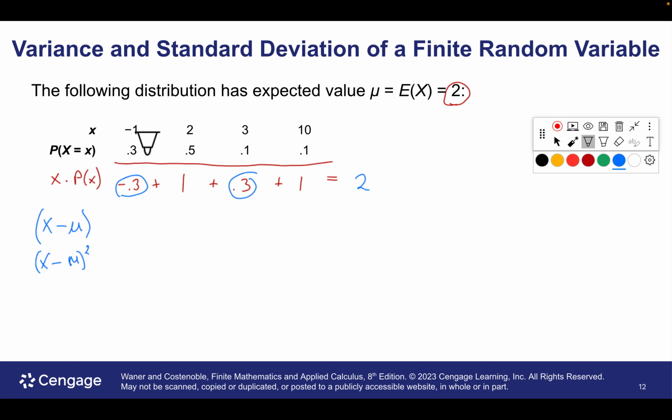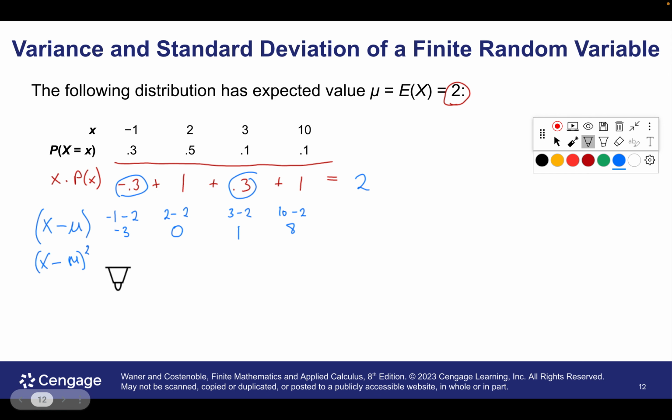So the x is -1. I want to subtract -1 minus 2, so I'll write that out, and that gives us -3. This one is 2. I'm going to take 2 minus 2. I like that number. That gives us 0. This is 3. I'm going to take 3 minus 2, and that gives us 1. And then I'm going to take 10 minus 2, and that gives us 8. I just want you to see that's what's going on inside.